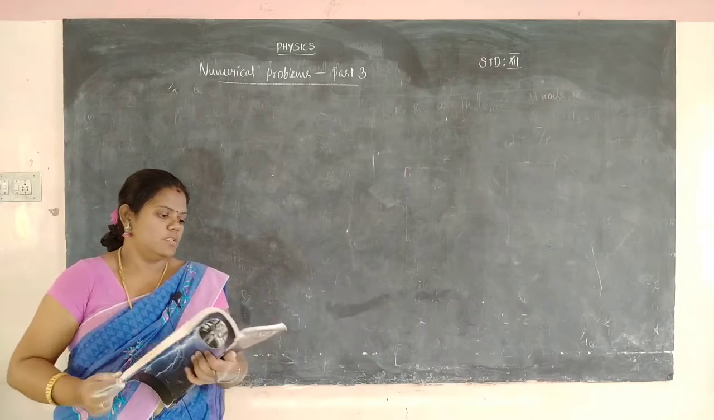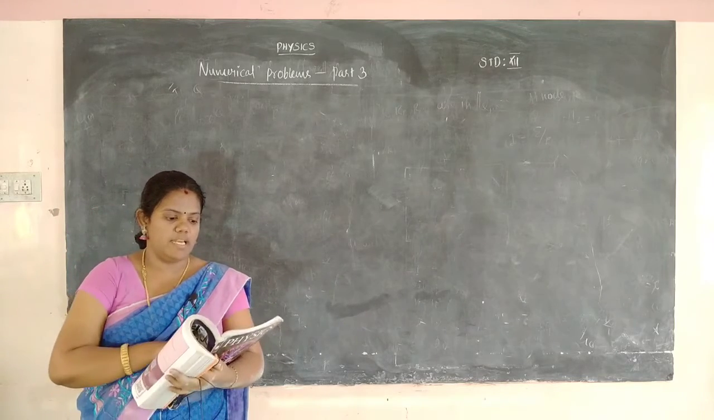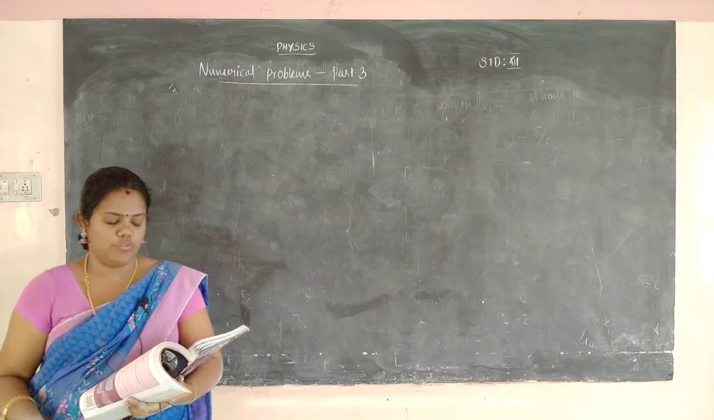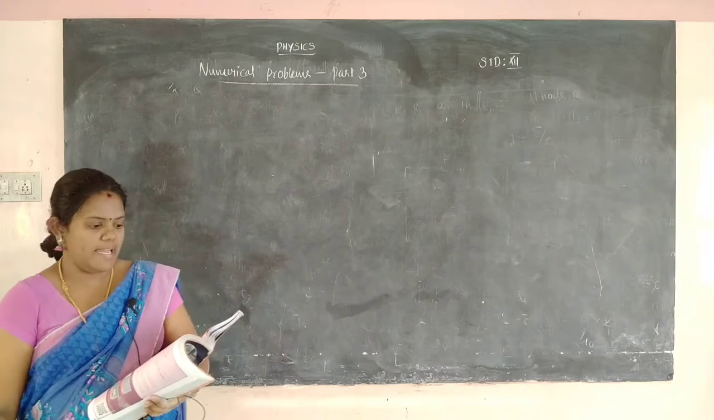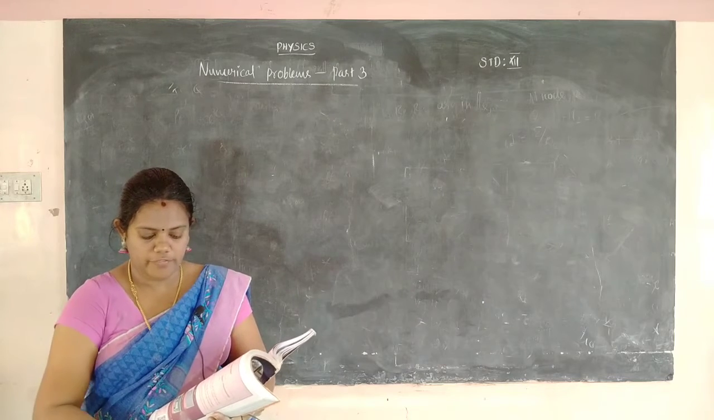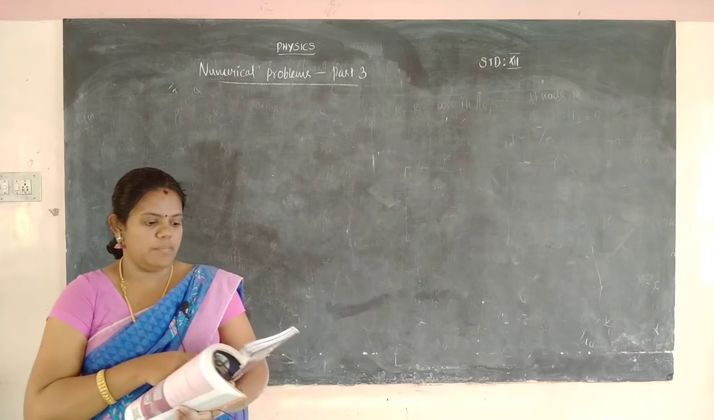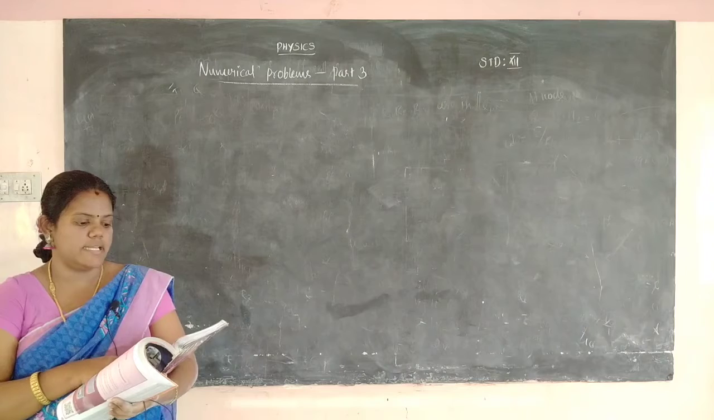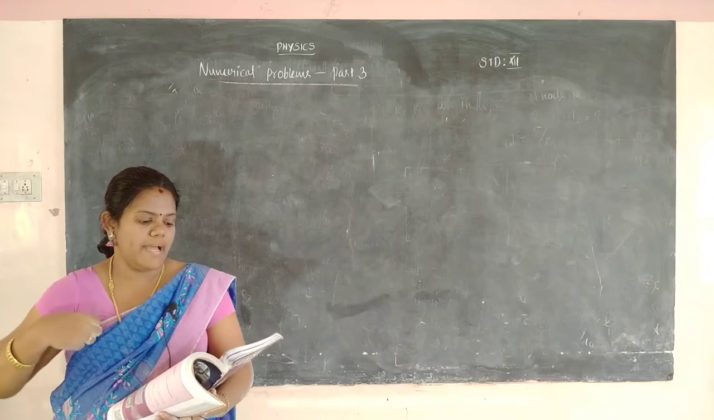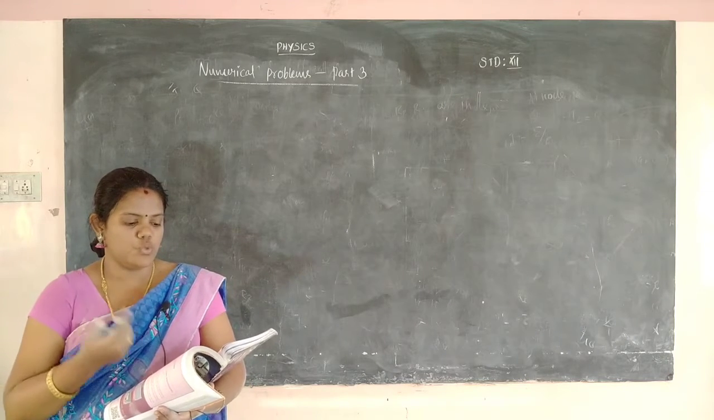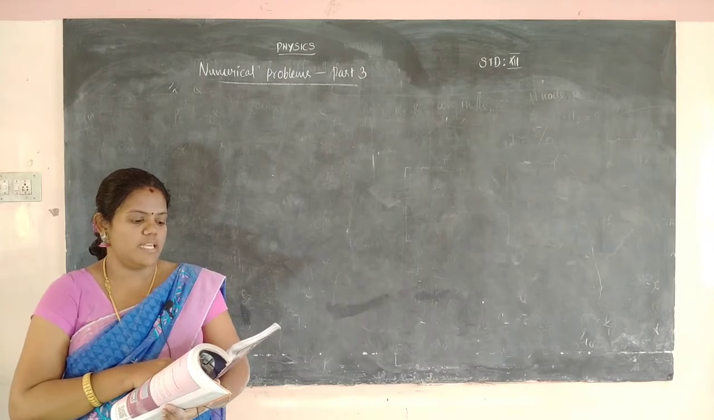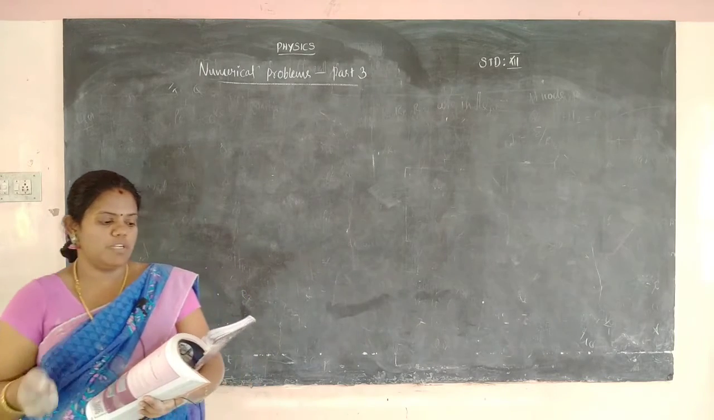Fourteenth problem. In a potentiometer arrangement, a cell of EMF 1.25 volt gives a balanced point at 35 centimeter length of wire. If the cell is replaced by another cell and the balance point shifts to 63 centimeter, what is the EMF of the second cell? That is a potentiometer arrangement.